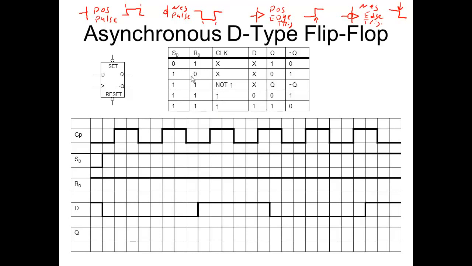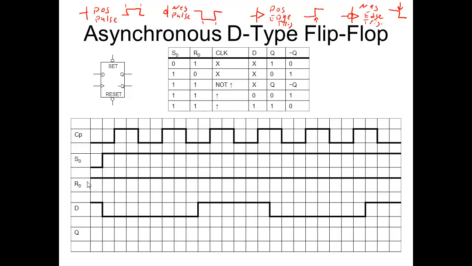Now, SD and RD, which are our asynchronous inputs, remember, override whatever clock you have. So if SD goes low, you immediately set the flip-flop. If RD goes low, you immediately reset the flip-flop. So you set and reset the flip-flop regardless of what the clock and D are doing. If these go back high, we're looking at our regular truth table. If it's not a positive edge, in other words, it's anywhere but the positive edge, it's just going to hold. On the positive edges, if D is low, Q is going to be low. If positive edge and D is high, Q is going to be high.